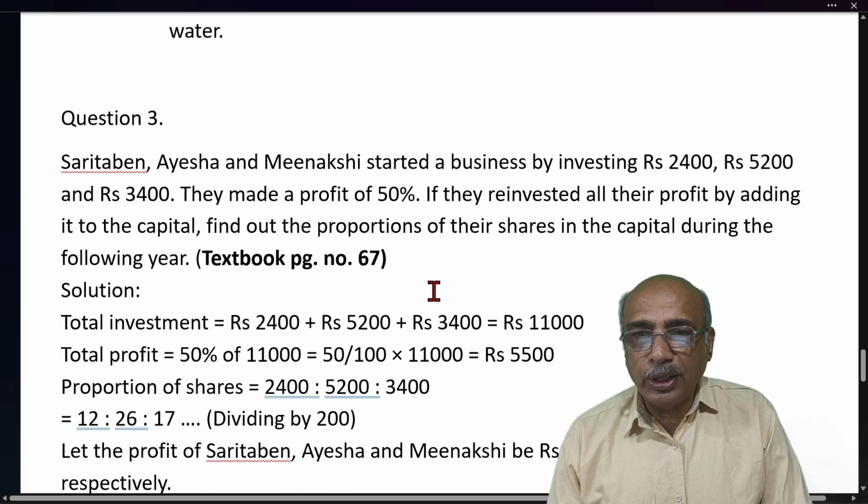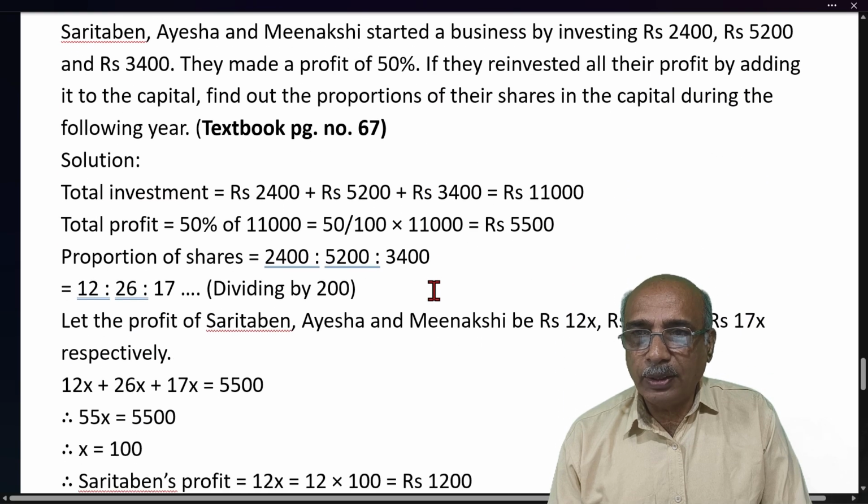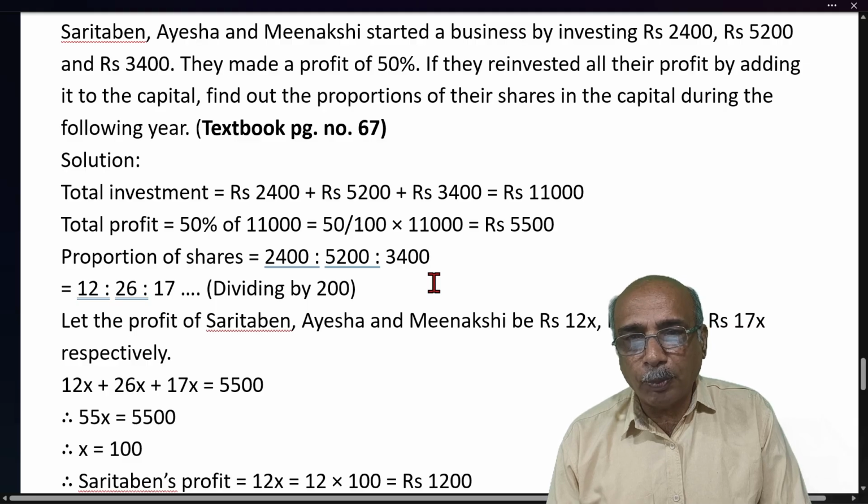Next question is given on page number 67. Sarita, Aisha and Minakshi started a business by investing rupees 2,400, rupees 5,200 and rupees 3,400. They made a profit of 50%. If they reinvested all their profit by adding it to the capital, find out the proportions of their shares in the capital during the following year.